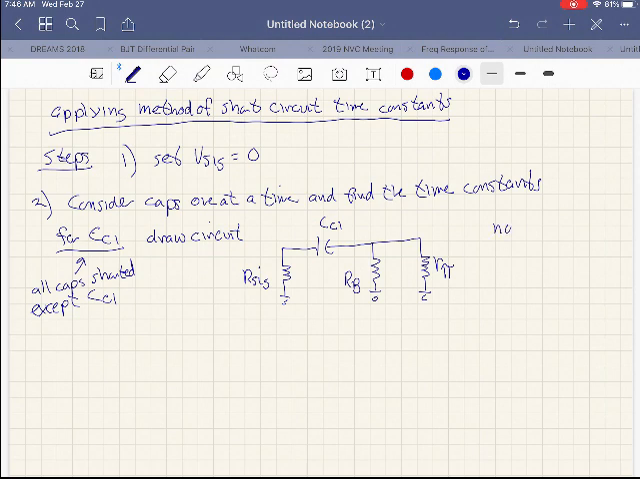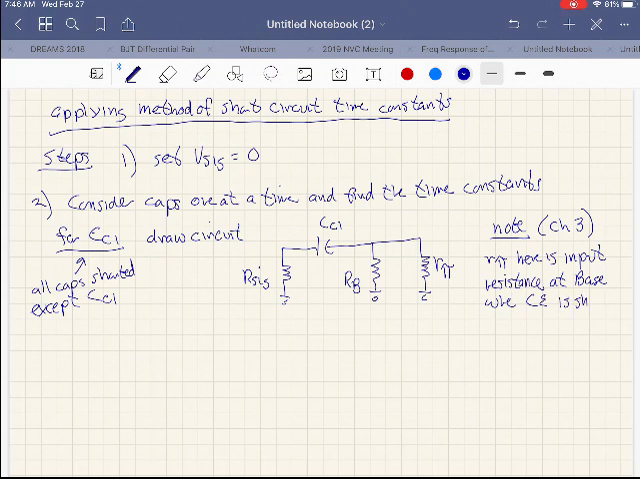Okay, so we can make a little note here. And again, this comes out of chapter 3, so this is something you covered last semester. But we can say R pi here is the input resistance at the base when CE, the collector to emitter, let's say, is short-circuited.